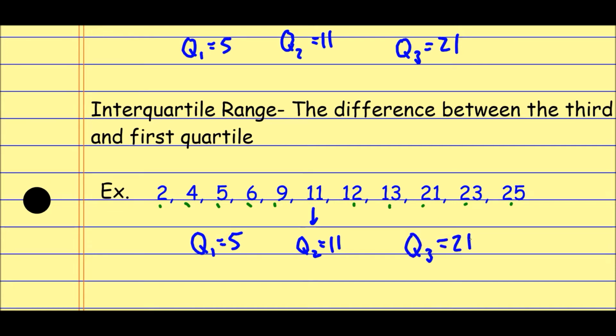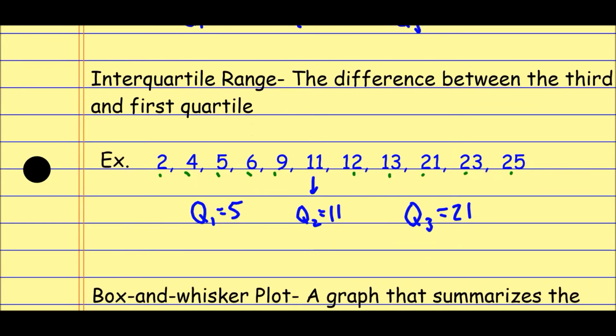So now for the interquartile range, we just take the third quartile and the first quartile and subtract them. So I do the 21 minus the 5. Let me take that off to the side. 21 minus 5 equals 16. So the interquartile range is 16. And that's it. That's just showing us a little bit about how the data is spread out.